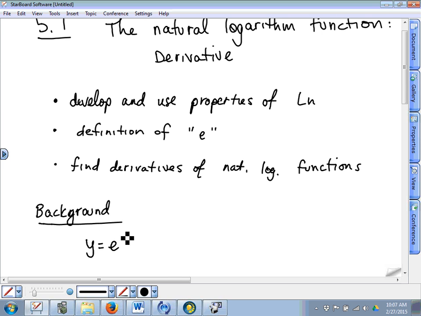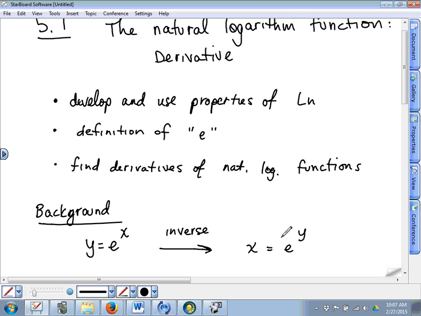So if you started with this function, y equals e to the x, obviously that's not a logarithmic function, right? It's an exponential. But you were taught in pre-calculus how to find the inverse of any function, not just exponentials. How do you find the inverse of any function? You switch the y and the x. And then we're going to have to use a logarithm. So the inverse is going to be x equals e to the y.